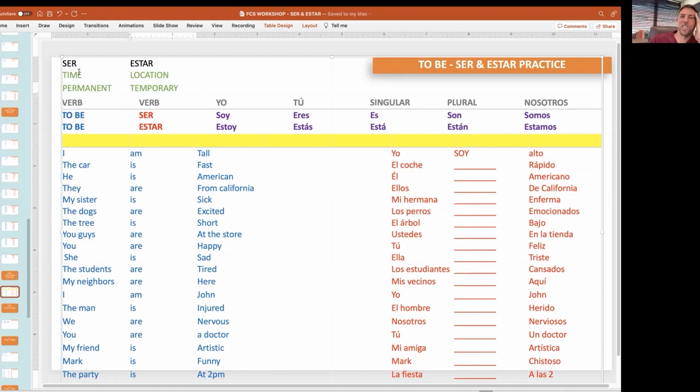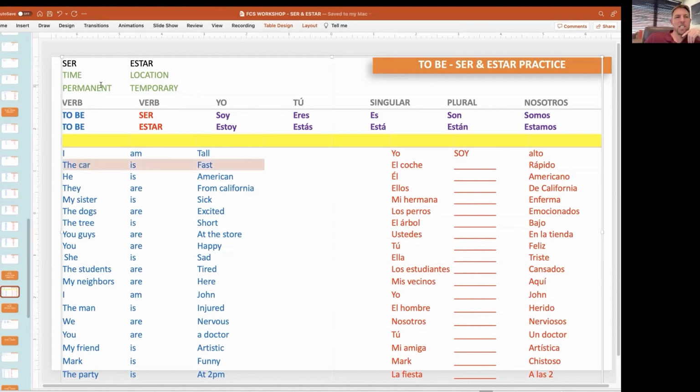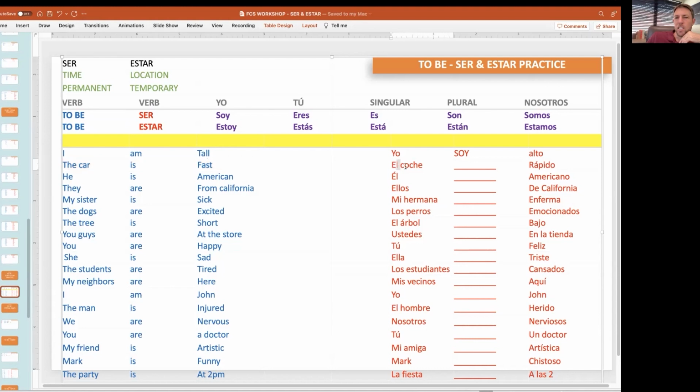Sorry if you guys are watching this replay. So you've got time, location, permanent, temporary, and you've got the car is fast. Is it time or location? Neither. Is it permanent or temporary? It's permanent. The car, it's a fast car. It's a Ferrari. The car is fast, so it's permanent. All right. And then so el coche, so it's ser.